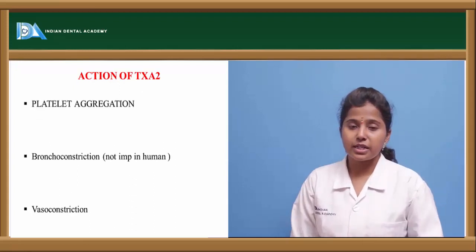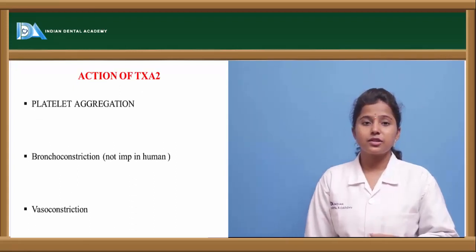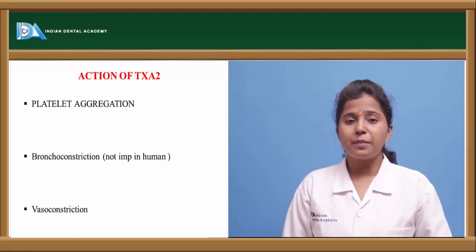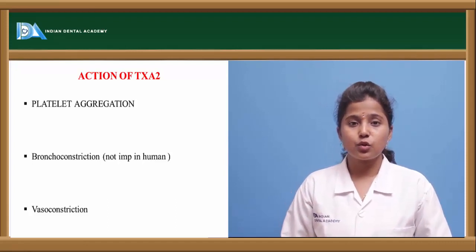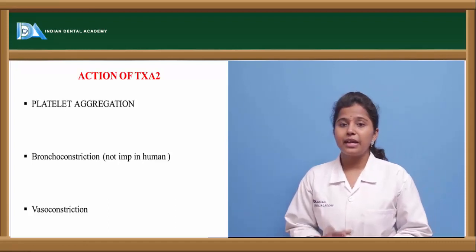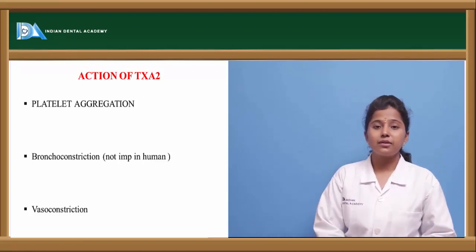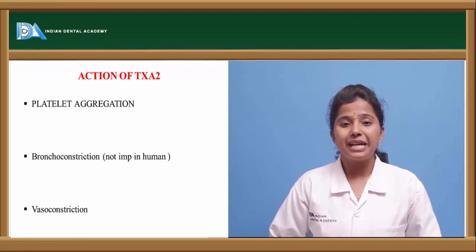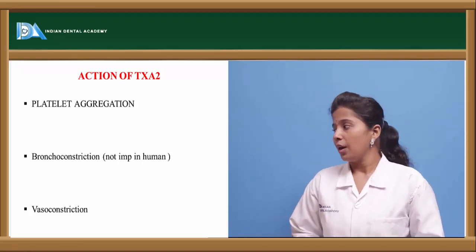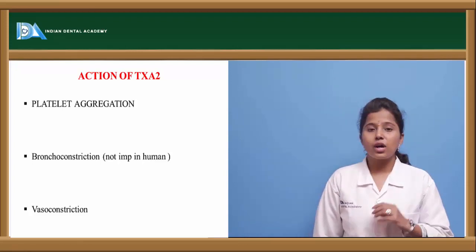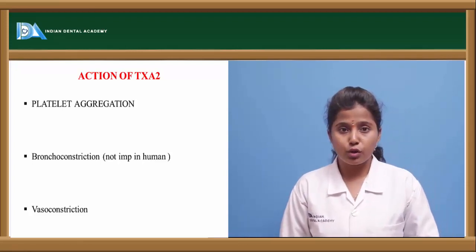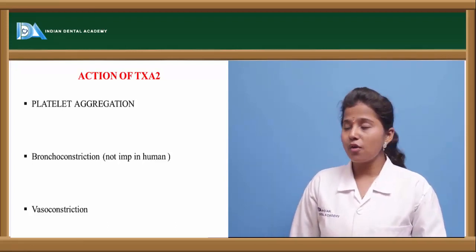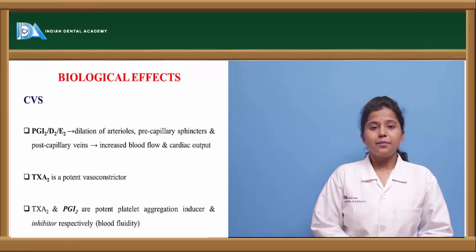Actions of thromboxanes. The name itself indicates that thromboxanes are a kind of prostanoids, or eicosanoids, which are mainly useful in platelet aggregation. Platelet aggregation plays a very important role when thromboxanes are released. When thromboxanes are released in the body, platelet aggregation is potentiated, and it causes bronchoconstriction as well as vasoconstriction. So vascular smooth muscle as well as bronchial smooth muscles are constricted because of these thromboxanes. Let's see the biological effects.